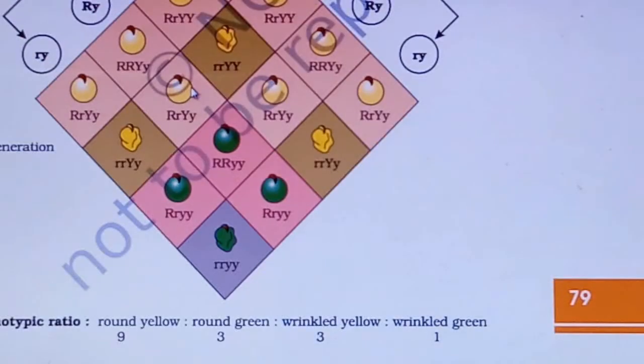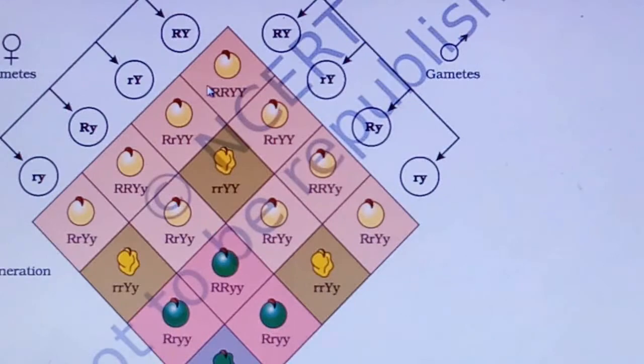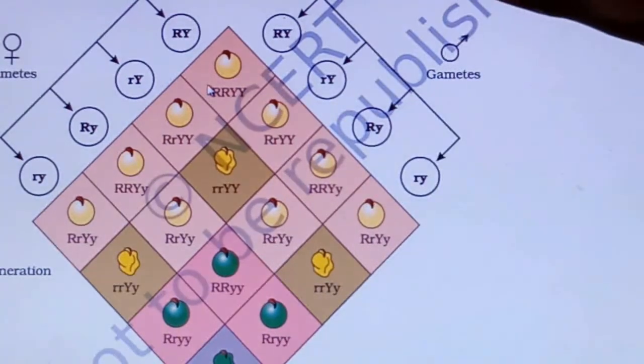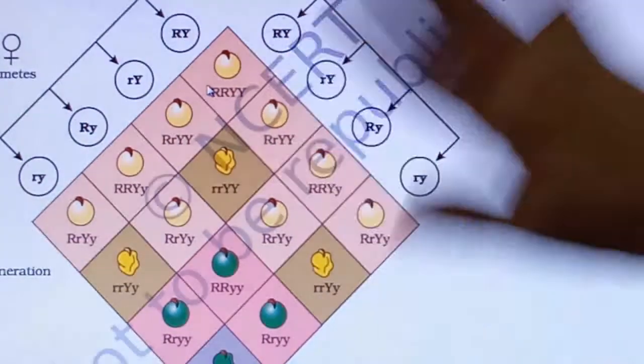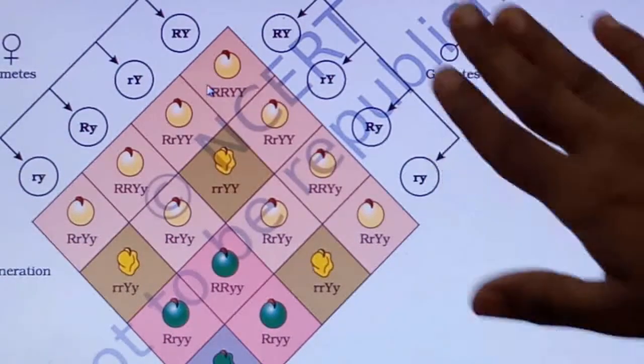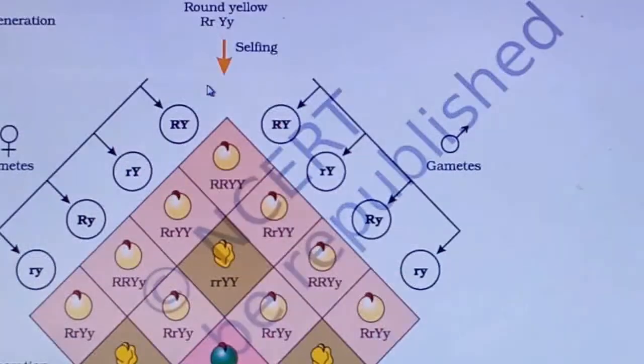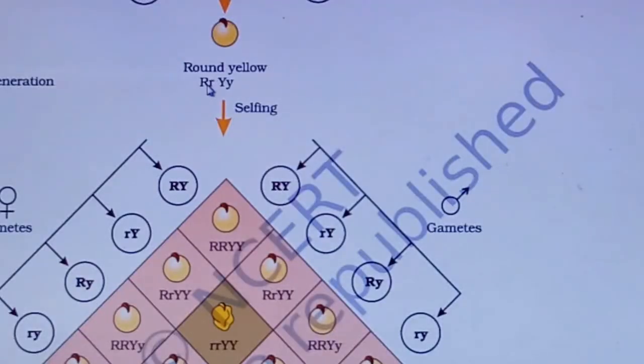One more thing is there. See this on page number 79. See this F2 generation. In the F1 generation, all are completely similar, round and yellow seeds. But in the F2 generation, whenever you see this Punnett square, keep in mind how the gametes are formed. First I will tell you how the gametes are formed.